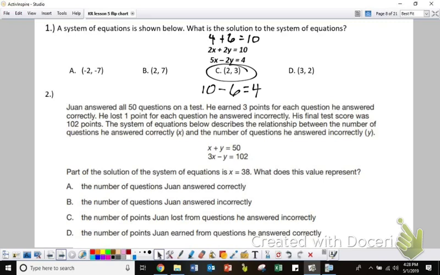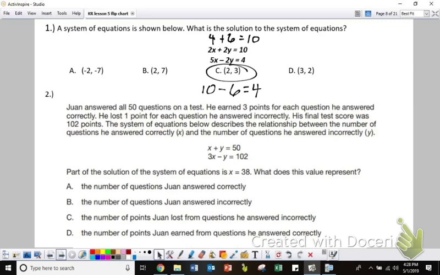So you're not actually asked to solve anything here. You're just asked, what does X equals some number mean? It doesn't even matter that it's 38. What does it mean? Does that 38 mean the number of questions Juan answered correctly? Does it mean the number of questions that Juan answered incorrectly? Is it the number of points that Juan lost from questions that he answered incorrectly? Or is it the number of points that he earned from questions that he answered correctly?